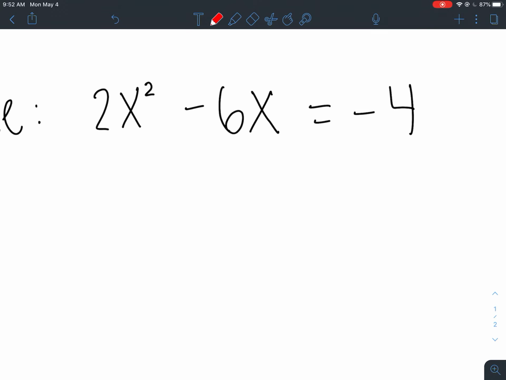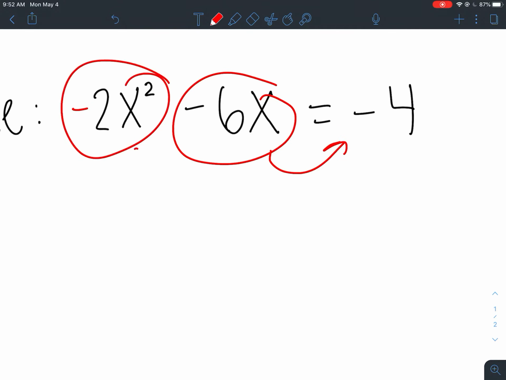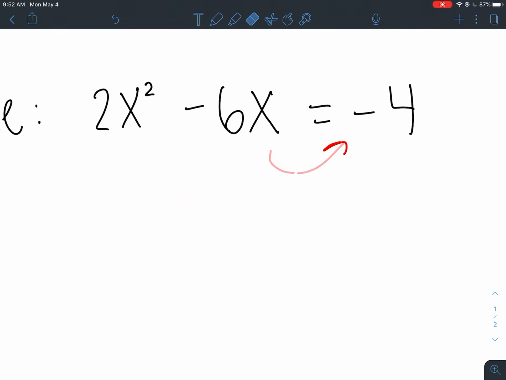The thing that I like to strive for is I like to keep the x squared term positive. So if this was a negative 2x squared, then I would probably move that to the other side of my equal sign. But because it is already positive, I'm going to move everything else to this side. So since this x squared on this side is already positive, I'm going to move this -4 over here. But if this was negative, then I'm going to move this over here and this over here because I want the x squared to be positive. Okay. So first step is set it equal to 0.